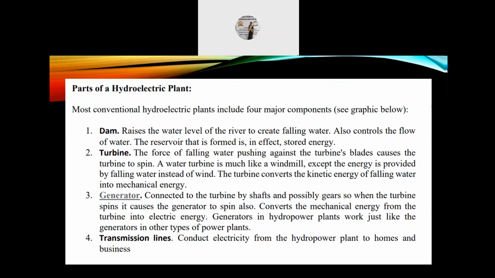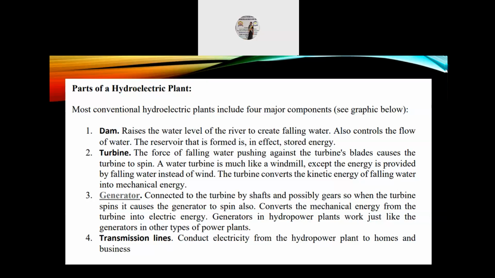Parts of a hydroelectric plant. Most conventional hydroelectric plants include four major components. The first one, dam, raises the water level to create falling water, and also controls the flow of water. The reservoir that is formed is in effect stored energy.